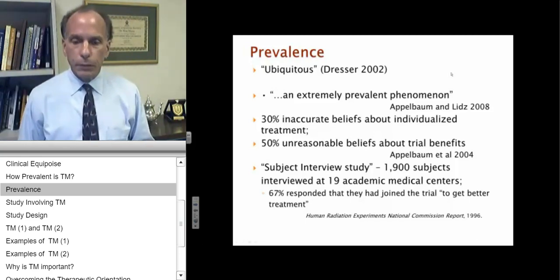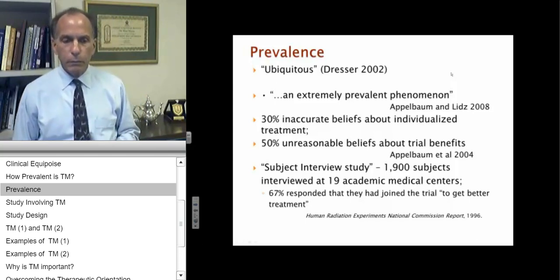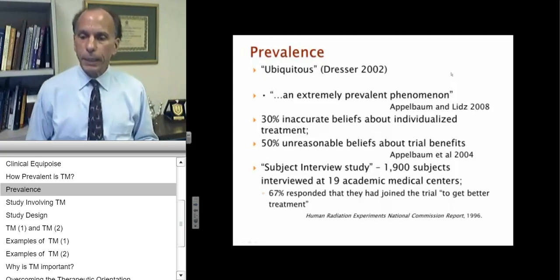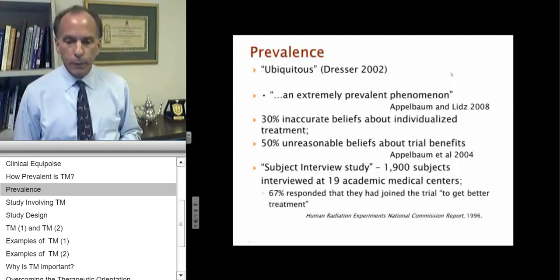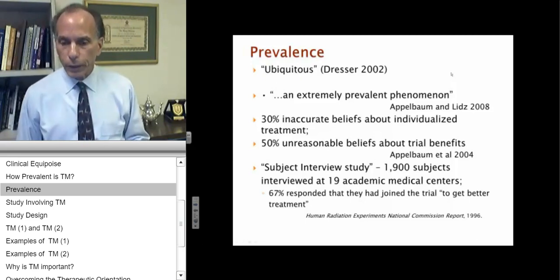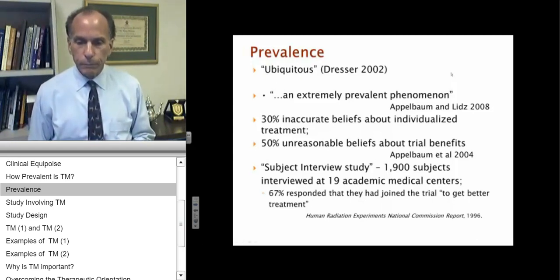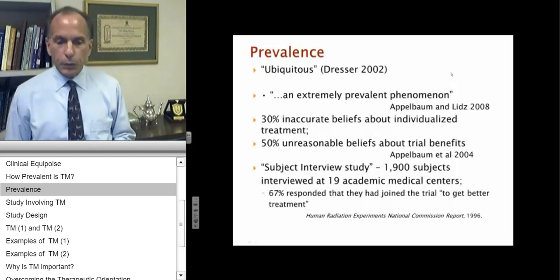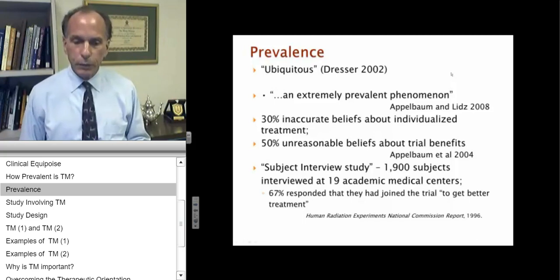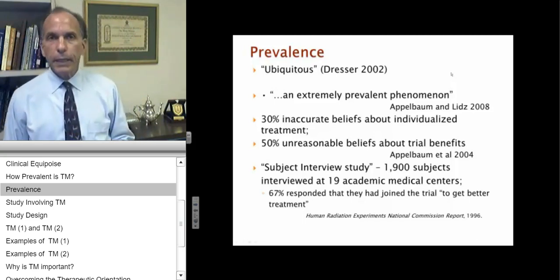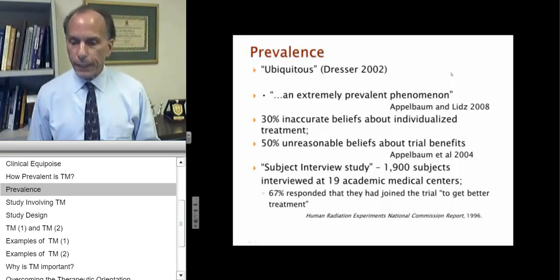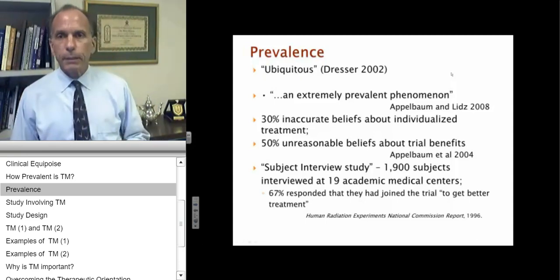Some concrete statistics reveal in one study that 30% hold inaccurate beliefs about individualized treatment, and 50% hold unreasonable beliefs about the trial benefits. In a subject interview study involving 1,900 subjects interviewed at 19 academic medical centers, 67% responded that they had joined the trial to get better treatment.